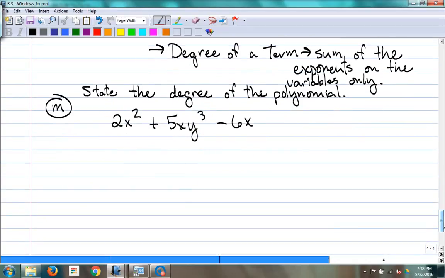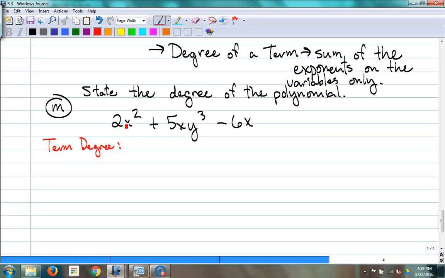Okay? So we need to find the degree of each term. The first piece only has one variable, the first term. 2x squared is a term. The coefficient is the 2 in the front. The exponent is on the variable, it's on the x. So the degree of the first term, so I'm going to write term degree here.